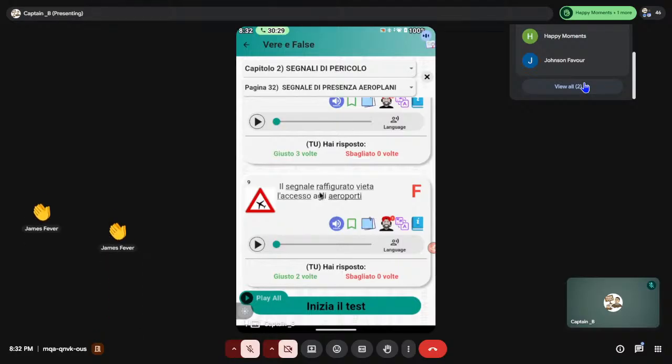Now look at what he said. Remember, I said that this is not the road that leads to the airport. He said this sign refers to vieta l'accesso di aeroporti, so it forbids access to the airport. Now what he decided to talk about with that.